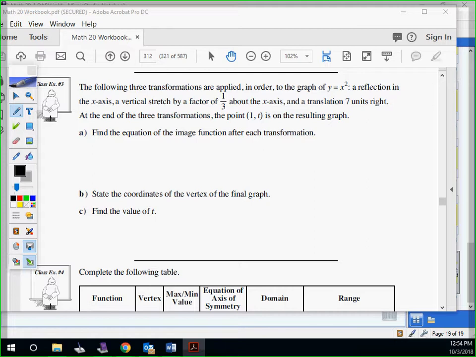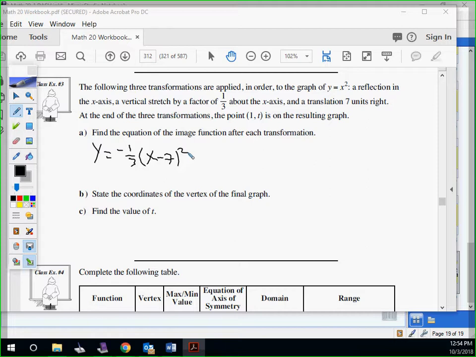So what they want to know is essentially, what is the new function that made all that happen from y equals x squared? Okay, so if you're lost, we know we have a reflection, so that means I have a negative here, right? We know we have a stretch of 1/3, and we know we're going 7 units right. There's nothing out here because there's no vertical move, so that's your function. Does that make sense? Okay.